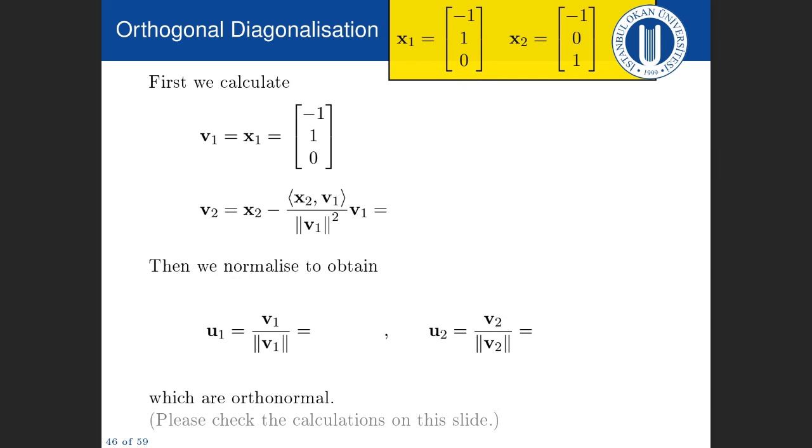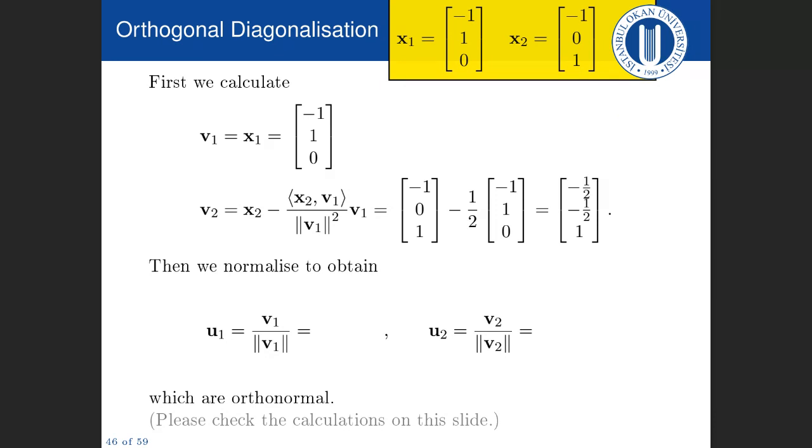And then V2 is X2 minus (X2 · V1 divided by norm of V1 squared) V1. What is the dot product between X2 and V1? Well, that's the same as asking what's the dot product of the two vectors in the yellow box? Minus 1 multiplied by minus 1 is 1. 1 multiplied by 0 is 0. 0 multiplied by 1 is 0. The dot product of these two vectors is just 1.